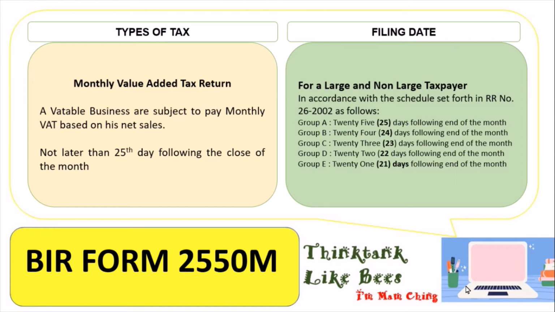For Group A, it should be paid on the 25th day following the end of the month. For Group B, it should be paid within 24 days following the end of the month. For Group C, it should be 23 days following the end of the month. For Group D, it should be 22 days following the end of the month. And for Group E, it should be at least 21 days following the end of the month.